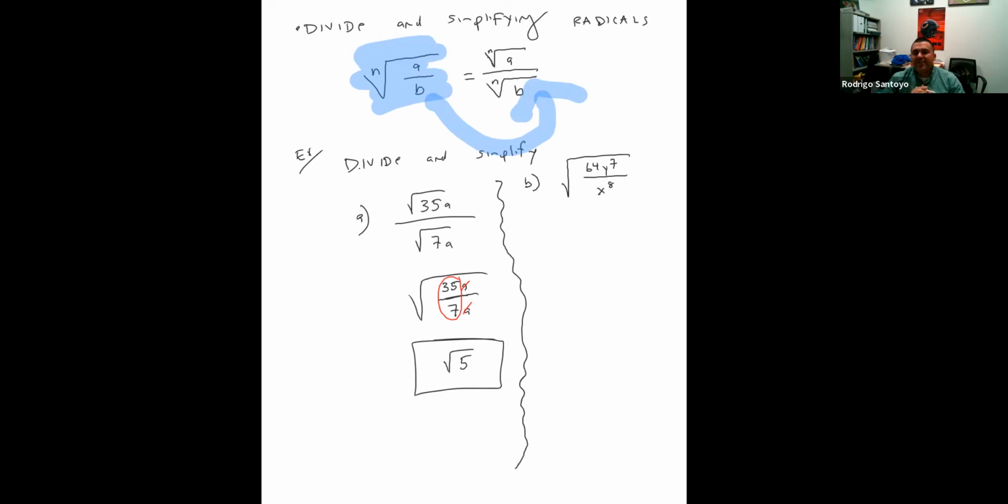Both those radicals are going to have an index of what? 2. Good. Index is not present, means it has an index of 2. So now on the top, square root of 64y to the 7. On the bottom, square root of x to the 8th. And remember, we're just showing this to help us with the work, right, everybody? And I would just break these up, right? You work this out now.